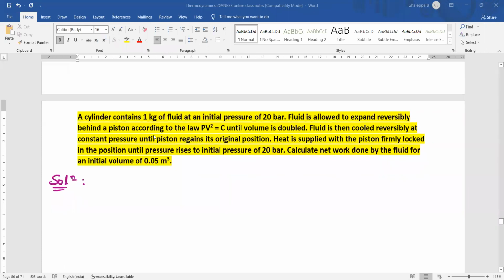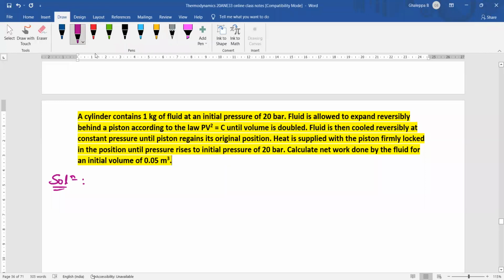So first you read the statement. First step, write the given data.